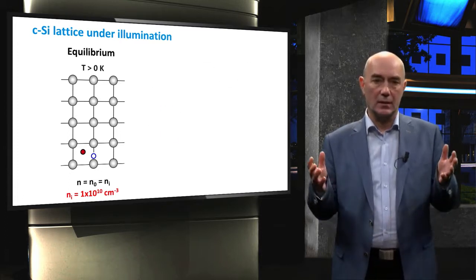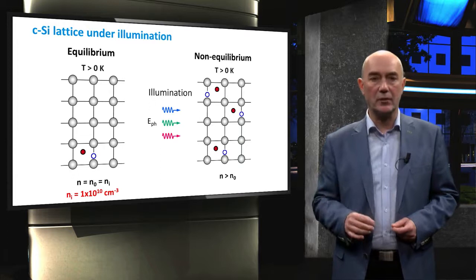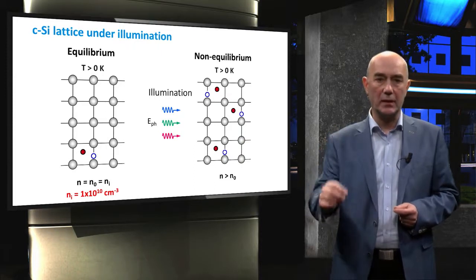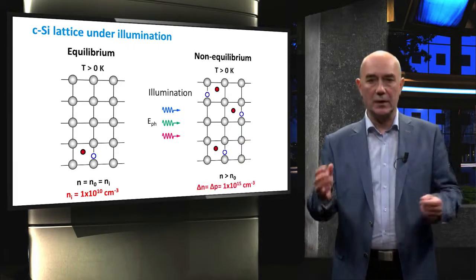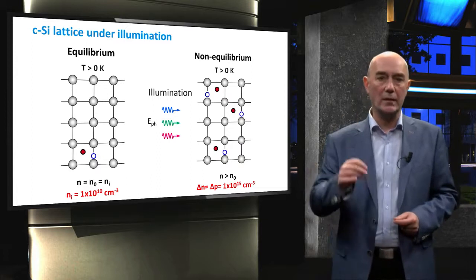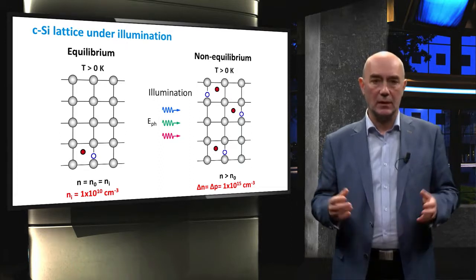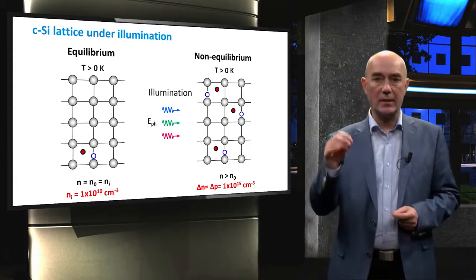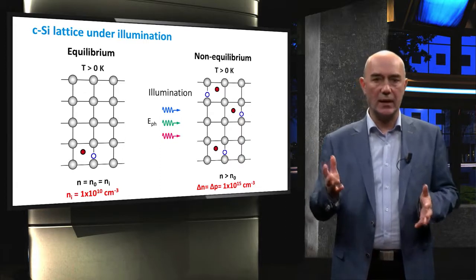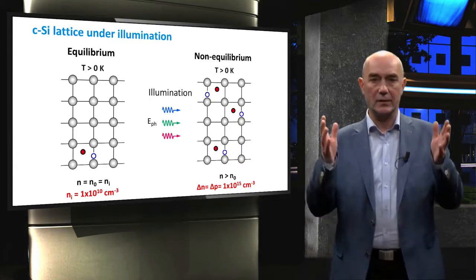The absorption of photons with energy higher than the band gap leads to the generation of extra electron-hole pairs. This brings the system into a non-equilibrium state. In this video, we assume that the illumination will increase the concentration of electrons and holes by 1 times 10 to the power of 15 pairs per cubic centimeter. We call the increase in concentration the excess carrier concentration. In case of illumination, the concentration of excess electrons, delta n, is equal to the concentration of excess holes, delta p.